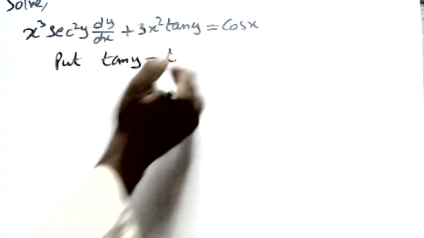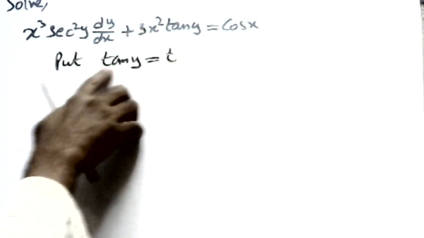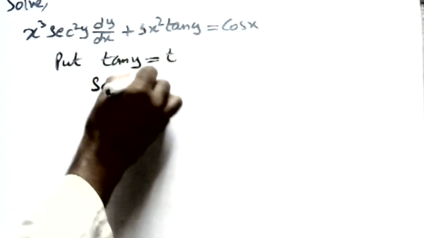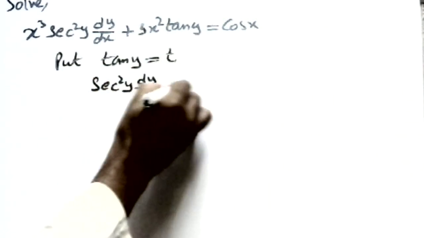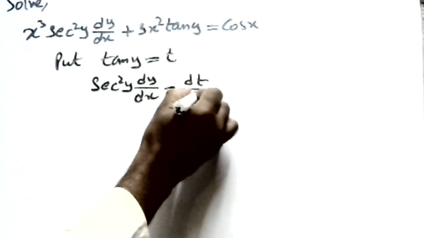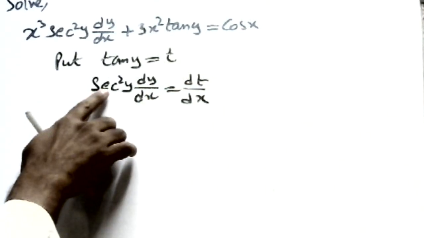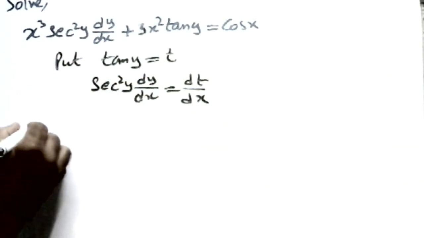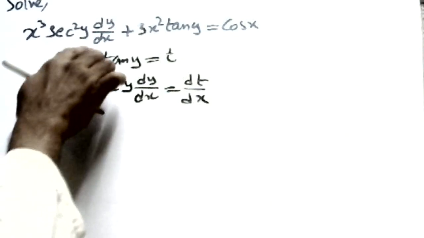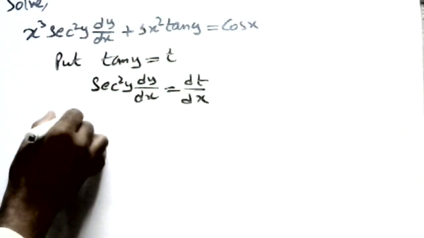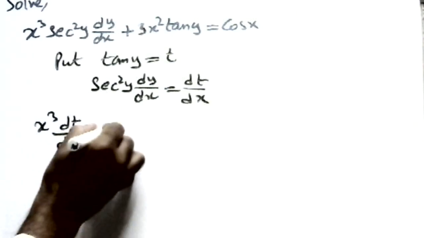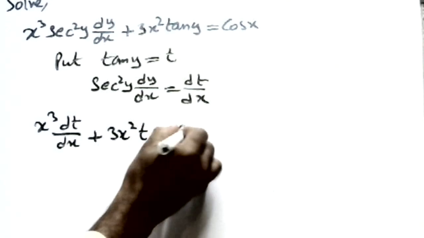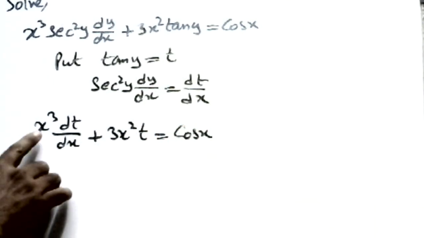Put tan y equals t. Why? If you differentiate both sides with respect to x, d by dx of tan y will be secant square y dy by dx, which equals dt by dx. Watch here. Now secant square y dy by dx, we can put as dt by dx. So what is left here? x cube secant square y dy by dx is x cube dt by dx, plus 3x square, now tan y is t, equals cos x.